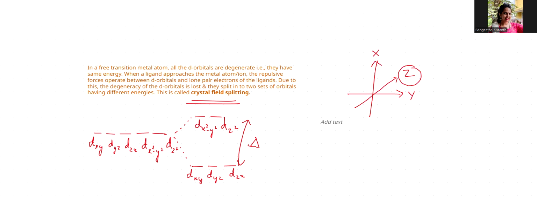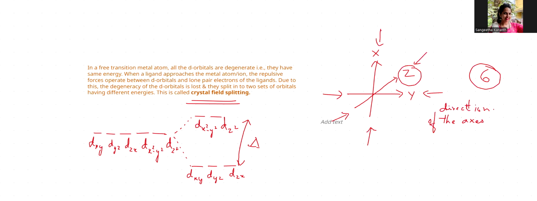Now, since I'm talking about the octahedral complex, we know that there are 6 ligands. One ligand will approach from here, 2, 3, 4, 5, and 6. So 6 ligands will be approaching in the direction of the axis, in the direction of the axis itself. Because of this, there is splitting of the d orbitals. But in the tetrahedral complex, it is different, which we will discuss later in detail.